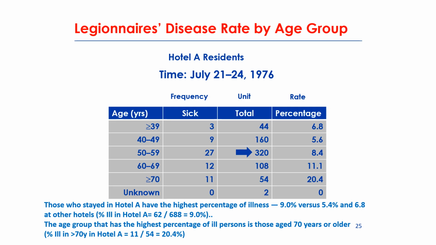When we looked at the different age groups, we also found that the age group over 70 years of age had the highest rate of disease, the highest percentage among all age groups, which was calculated by dividing the number who got sick by the total number of people in that age group. The rate of disease was 20.4 in that age group, and it was much lower in all other age groups.